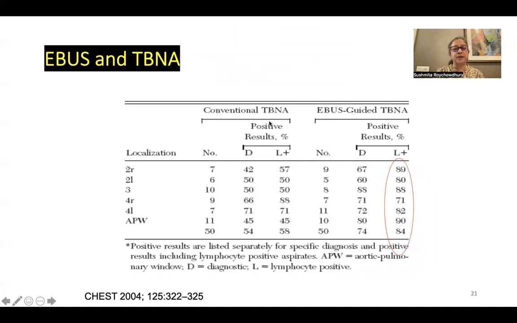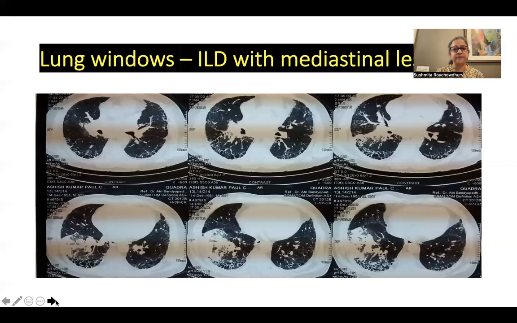And if you compare it with conventional TBNA, which is a blind process, you can see that the yield with EBUS TBNA is well above 80%, whereas in conventional TBNA, in stations 4R and 4L, you can have about 60 to 70% yield, but in 2R and 2L, the yield is less than 50%. So therefore, the yield is definitely better when it is guided.